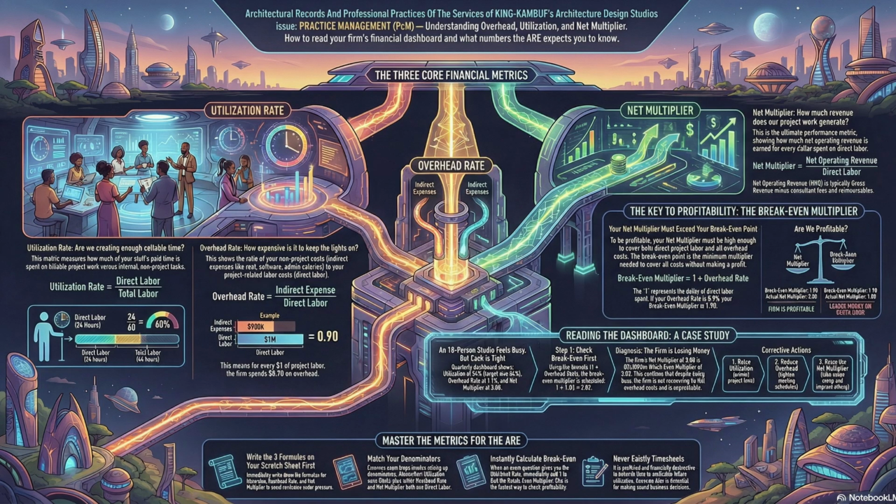Wow. I have seen principals look at a 2.00 net multiplier and genuinely smile, thinking they're in the black, right up until the moment they realize they're paying for a massive overhead structure with borrowed time. It is a gut punch. It truly is. So step two then is finding the leak.